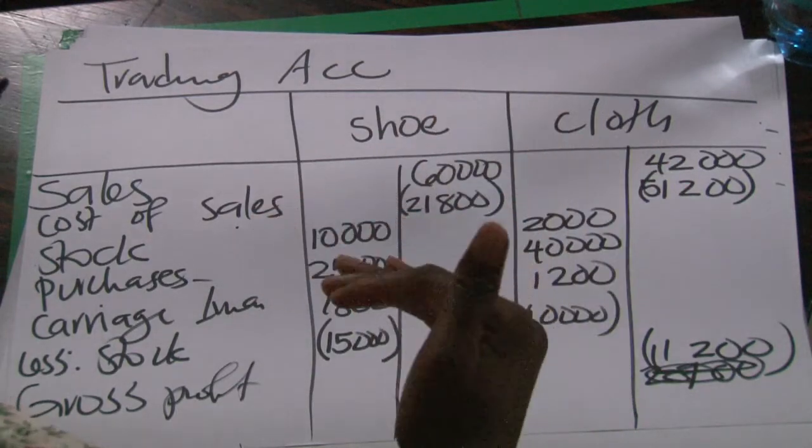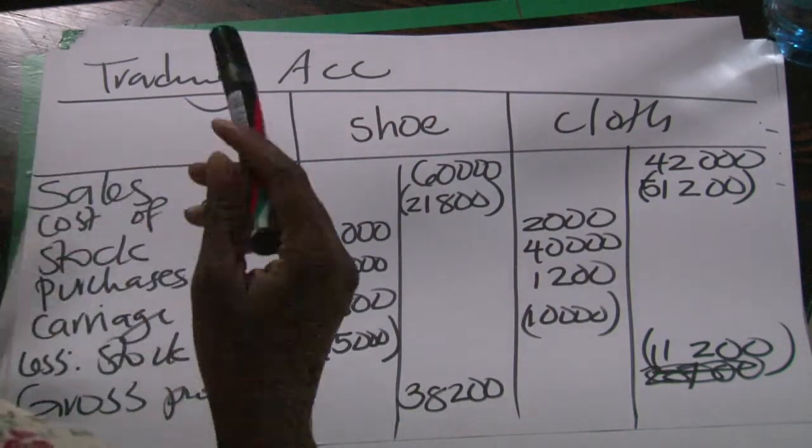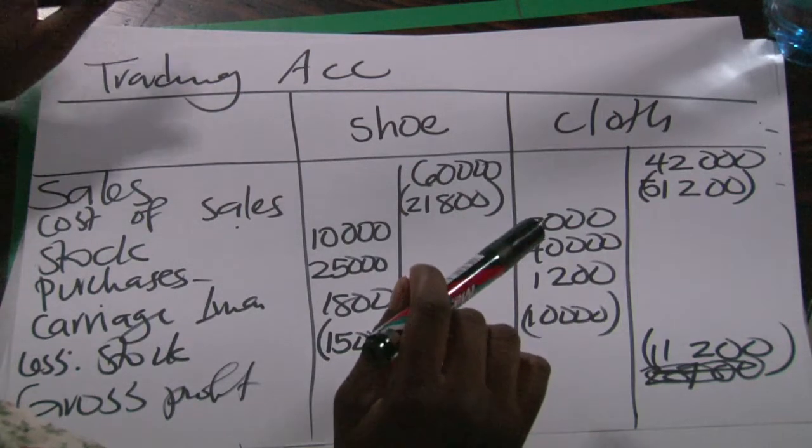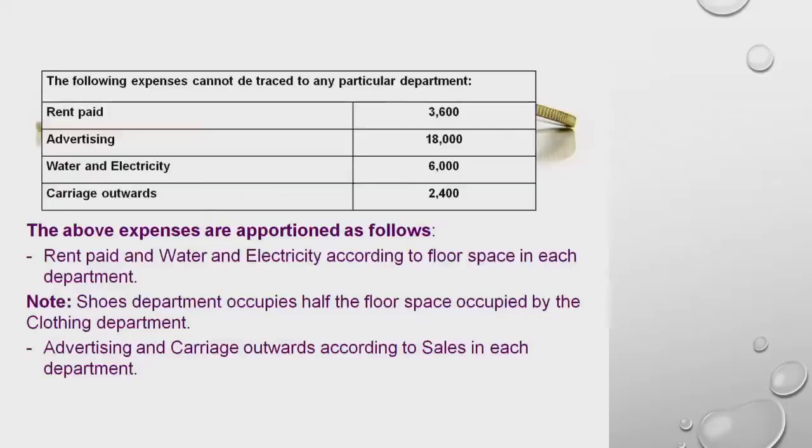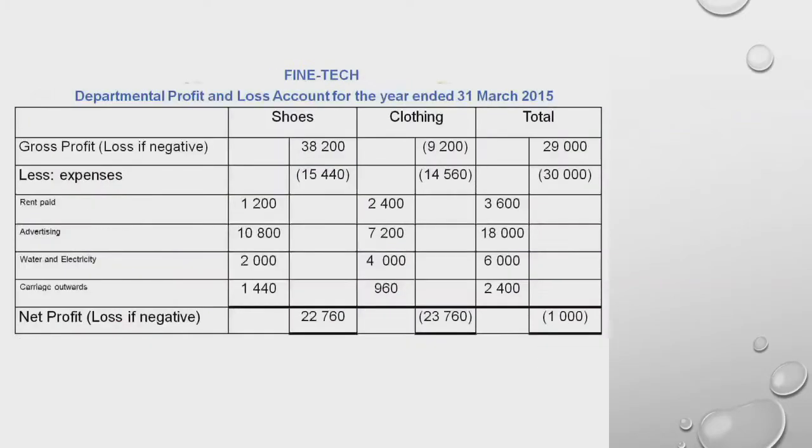Okay, that is how it's done. Okay, we go to the expenses side. The expenses: rent paid and water and electricity are allocated according to floor space for each department. We will be given the floor space, for example, should a department occupy half the floor, or the clothing department. Advertising and carriage outward are allocated according to sales, and you know how to calculate them.